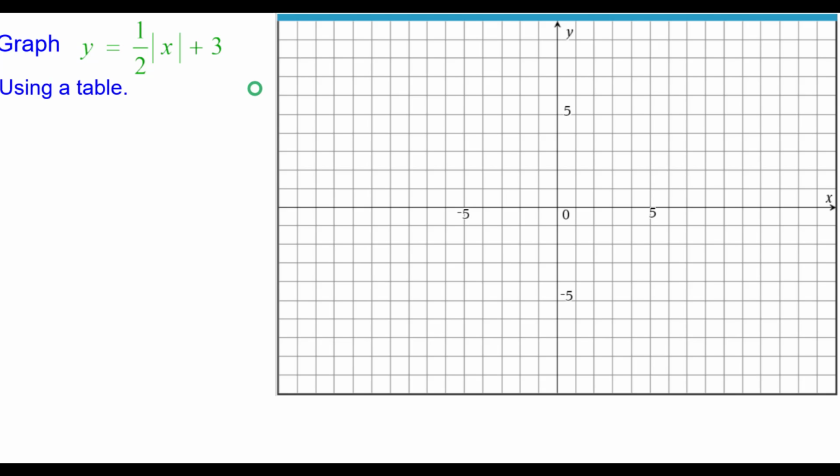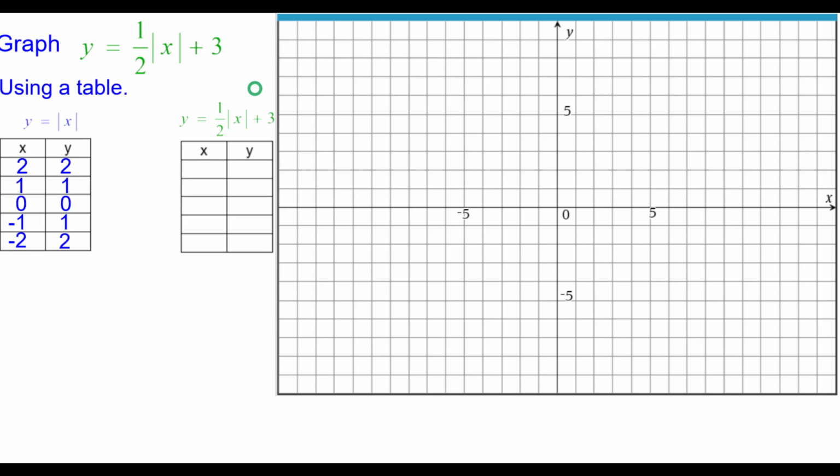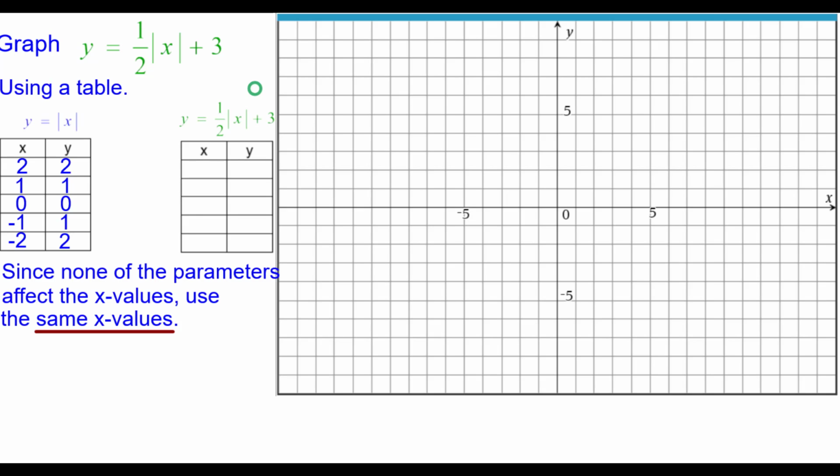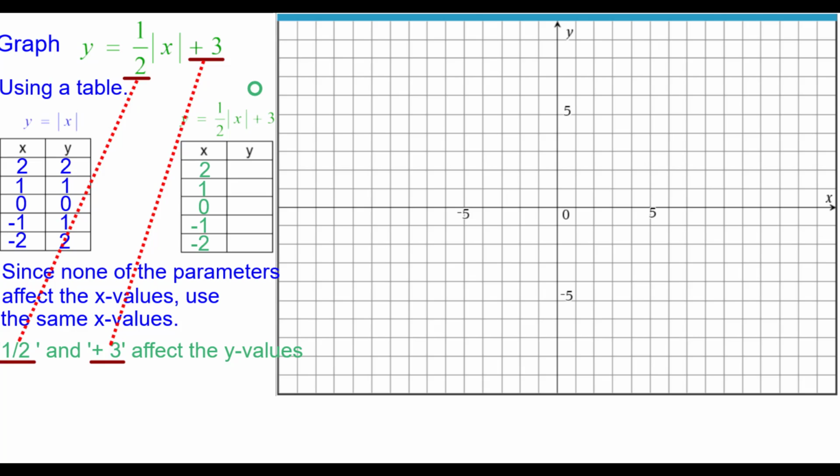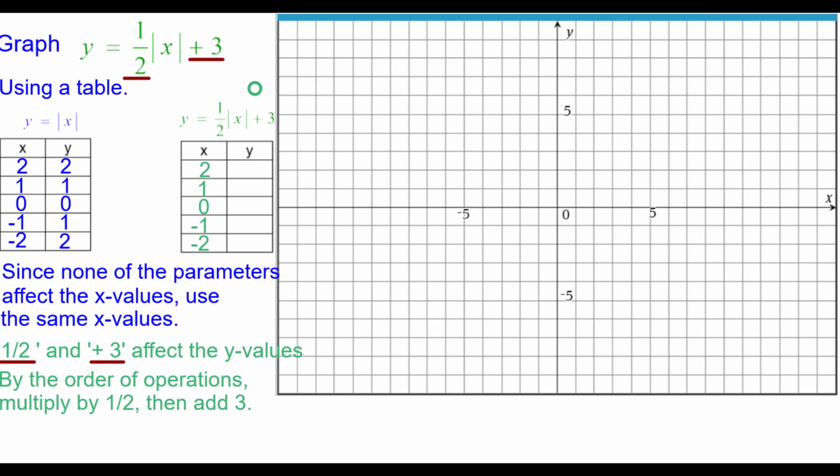Using a table the second way, here are 5 points on our regular absolute value graph. None of the parameters affect the x values, so we can use the same x values as we did. However, the other 2 parameters affect the y values, times 1/2 and plus 3. So by the order of operations, we do the multiplication first, addition second. So 2 times 1/2 is 1 plus 3 is 4. You can see that calculation here if you need to pause. So we plot the point 2, 4.